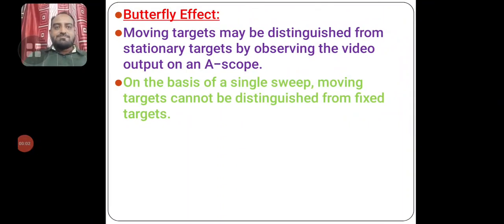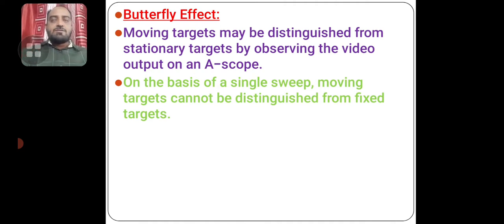Hello everybody. In this lecture, we'll discuss the butterfly effect and delay line cancellers. The butterfly effect is called so when you send a pulse and get back the echo, it will have the information of multiple targets. Each target is represented by a peak in the echo. If there is no target, the echo will be a straight line. That means you will not receive any signal in return.